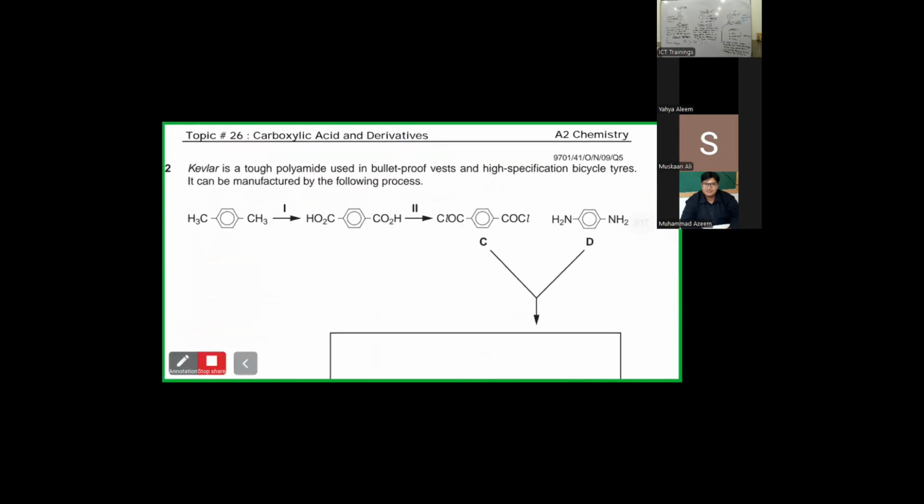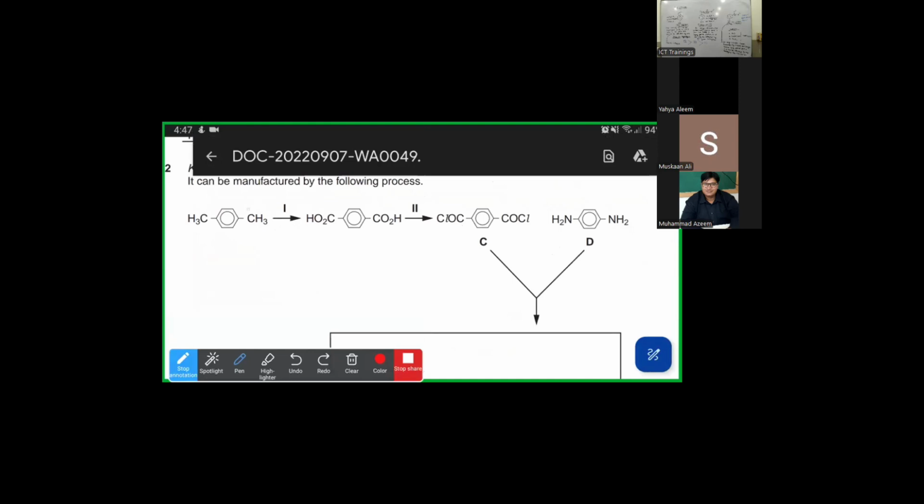Anyone could tell me what is going to happen up here? This CH3 has changed into carboxylic acid. So what are the reagents we have used up here? I told you whenever you got the alkyl benzene, and this is the alkyl benzene, just save one carbon and one hydrogen from the rest and oxidize it with acidified potassium manganate, MnO4 minus, and heat under reflux.